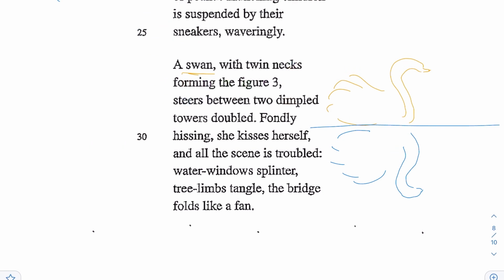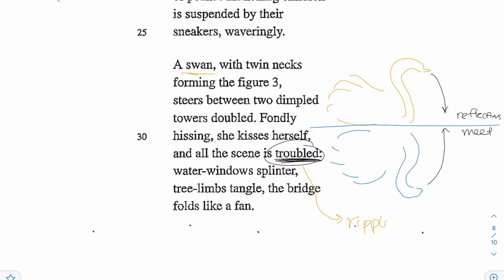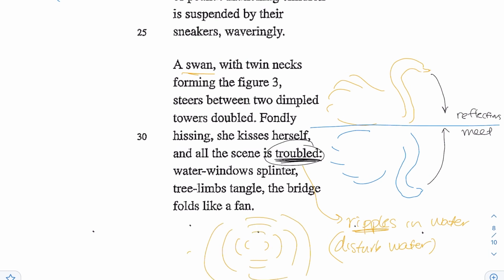But essentially what's happening is the swan kissing herself, which means the swan is dipping its head in the water, and then the reflection kind of meet right there. And then what happens is when you dip in the water, you create ripples. So that's what this troubled refers to. These are ripples in the water. So when you disturb water, it creates these ripples, these little waves that then disrupt this image.